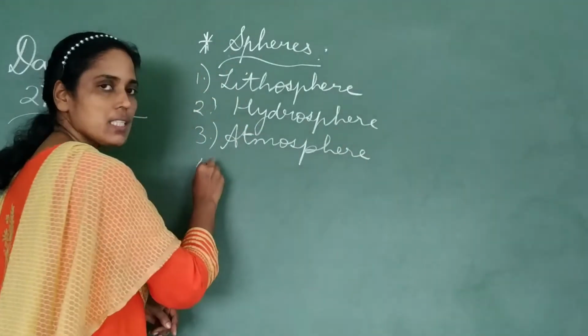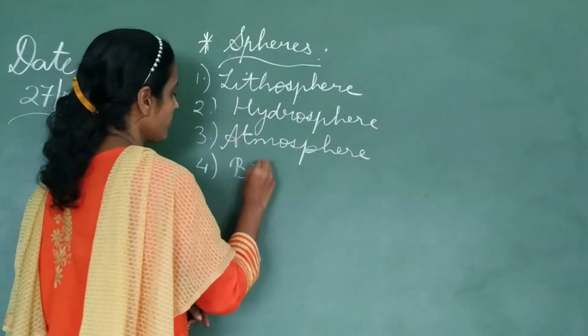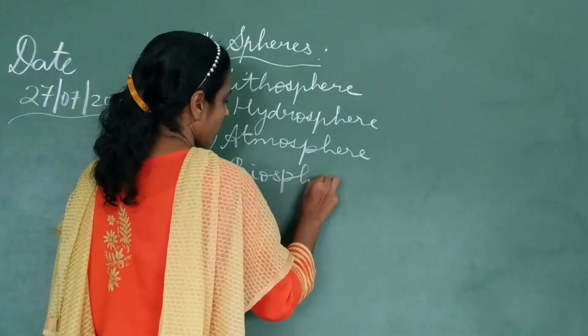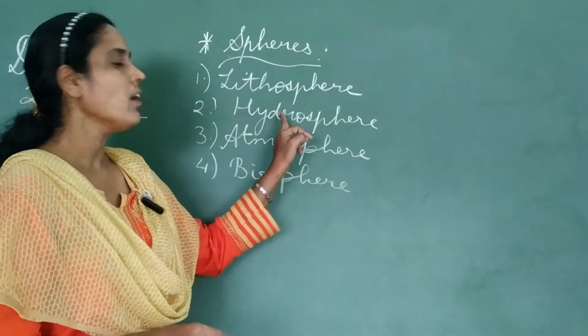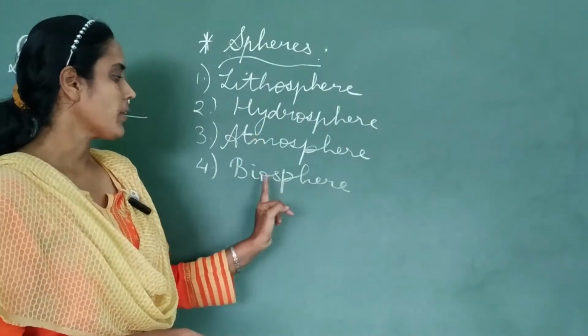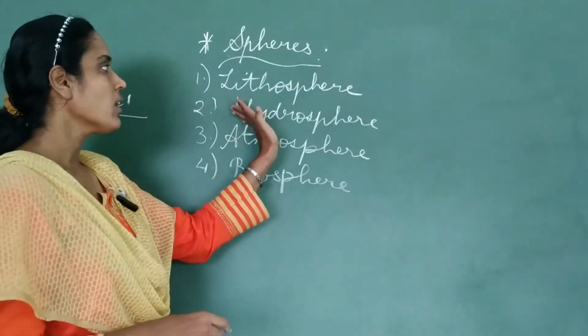And the fourth one is biosphere. Okay, students? The earth is divided into four main spheres: lithosphere, hydrosphere, atmosphere, and biosphere. So today let's see about lithosphere.